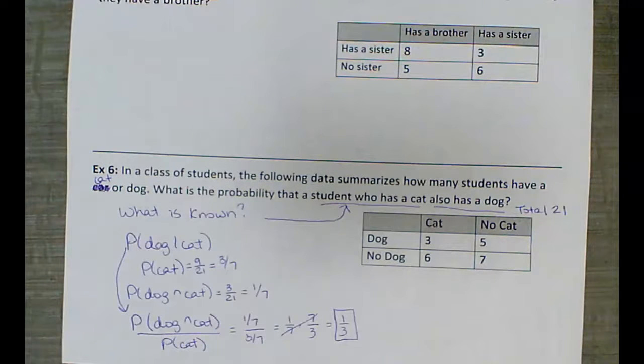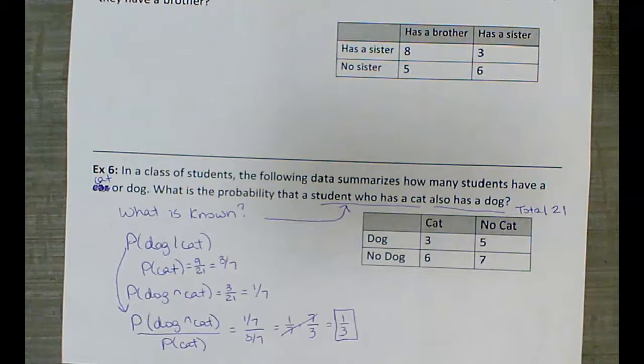So question 6 says, in a class of students, the following data summarizes how many students have a cat or dog. What is the probability that a student who has a cat also has a dog? Now, there's no language in here about given something or we know that something is happening. There's no information about that. So we need to figure out what is known. Is it known that the student has a cat or that the student has a dog?